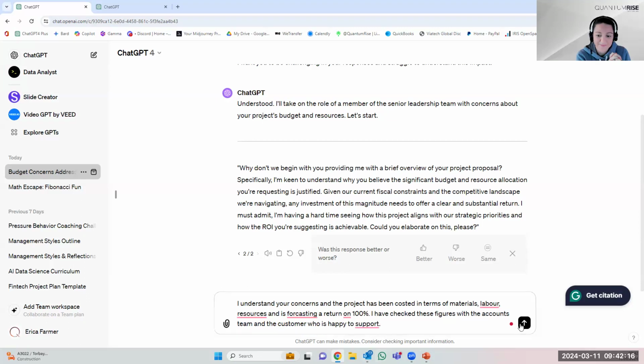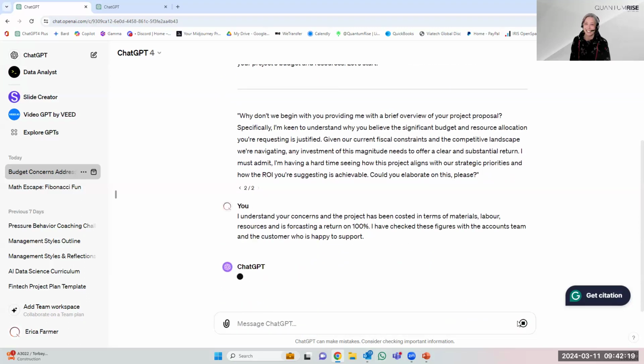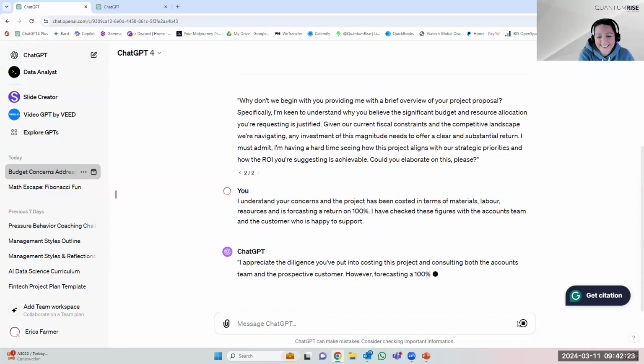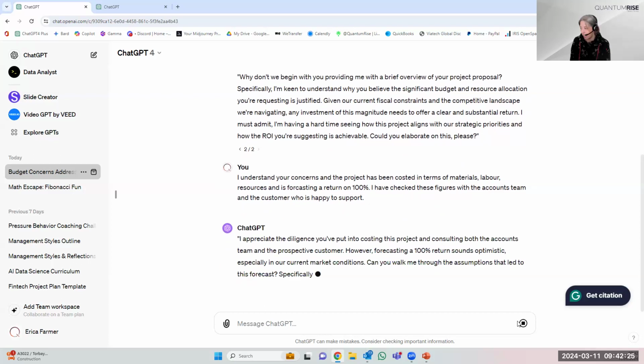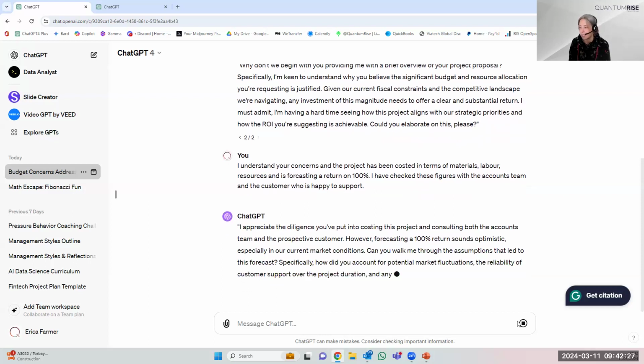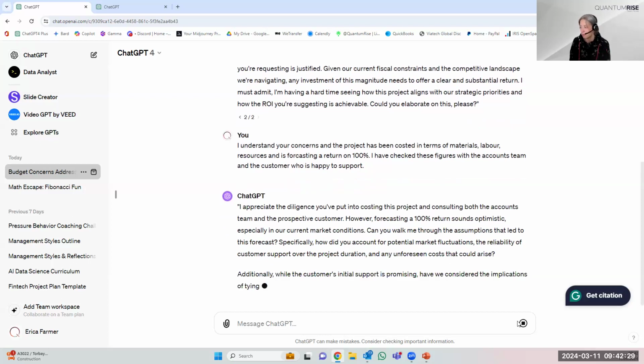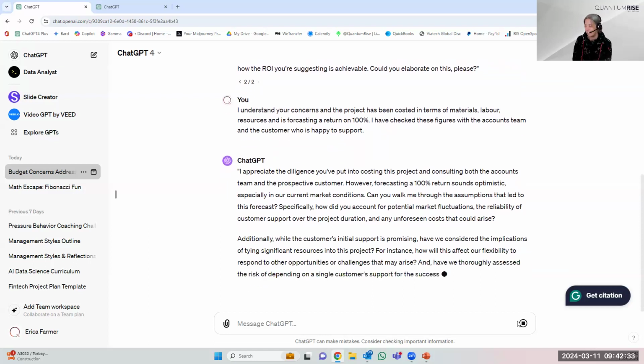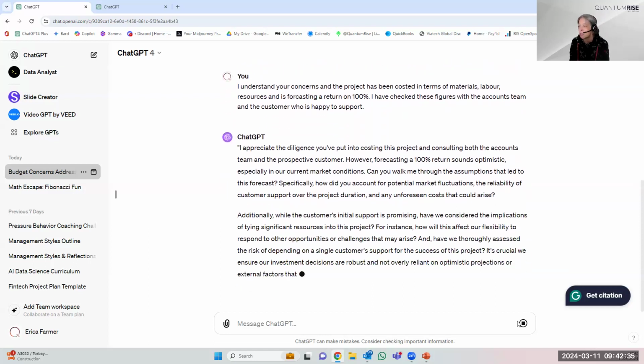Excellent. Let's see if it's going to challenge us again, because I was a little bit woolly there. I appreciate the diligence that you've put into costing this project and consulting both the accounts team and the prospective customer. However, forecasting 100% return sounds optimistic, especially in the current market conditions. Can you walk me through the assumptions that led to the forecast? It feels like pretty much the challenge that we get, doesn't it? It does.